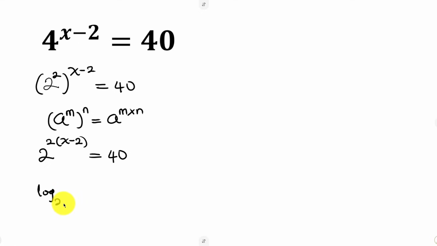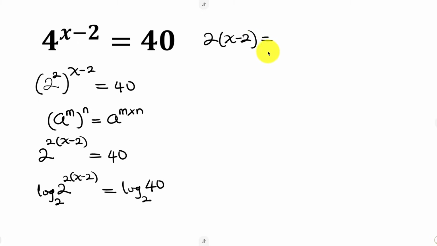So take the log base 2 of both sides. So log base 2 of 2 to the power of 2 times x minus 2. This is equal to the log base 2 of 40. Very good. Now since the number here and the base here are the same, we're going to be taking the exponent. So we have 2 times x minus 2 as the exponent. This is equal to, now the right hand side we have log base 2 of 40 is same as 4 times 10. Very good.